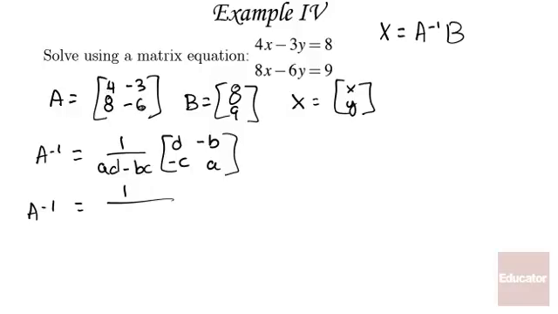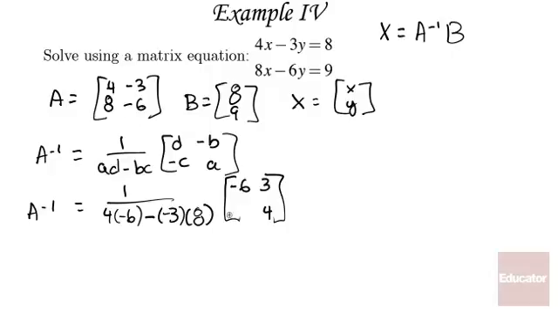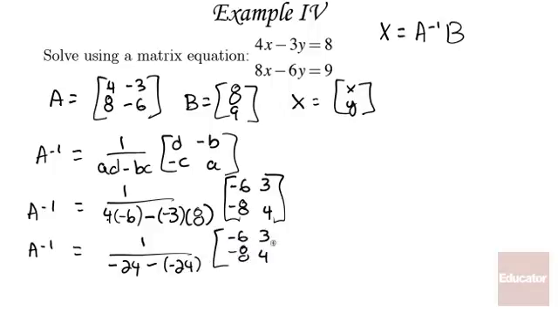Therefore, A inverse is 1 over 4 times negative 6 minus negative 3 times 8, times this matrix, reversing A and D. So I take A and put it in the D position, D goes in the A position. For B, I'm going to reverse the sign. I'm going to make it 3. For C, I'm going to reverse the sign, and that's negative 8. Okay, here I have 4 times negative 6, that's negative 24, minus negative 3 times 8, that's negative 24. And you can probably already see what the issue is. That A inverse would equal 1 over negative 24 minus negative 24 times this matrix. And we've got a problem.